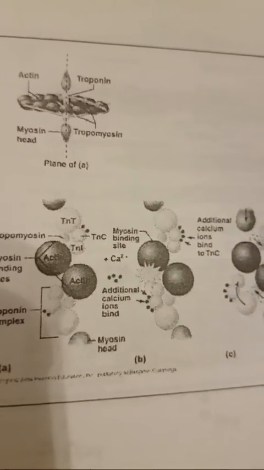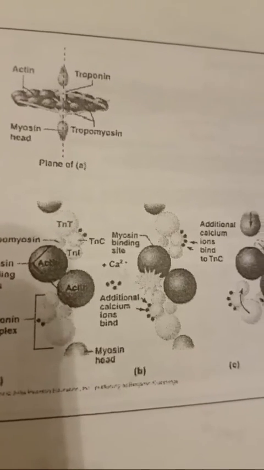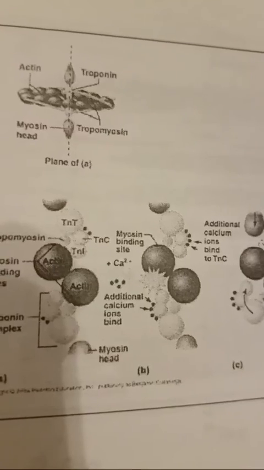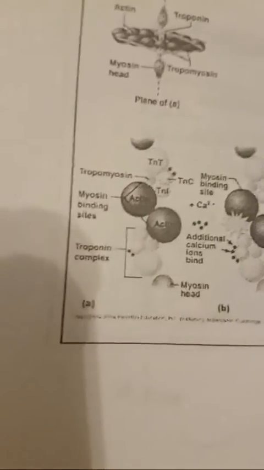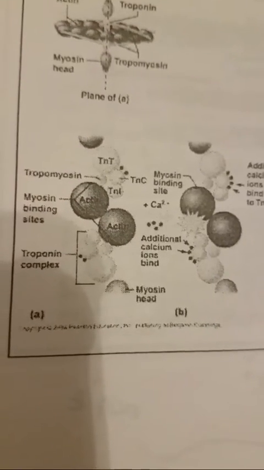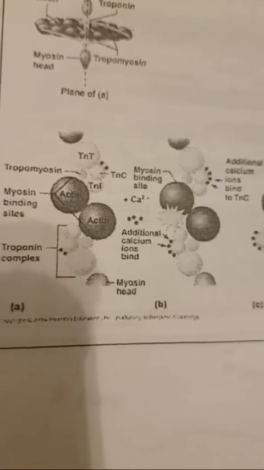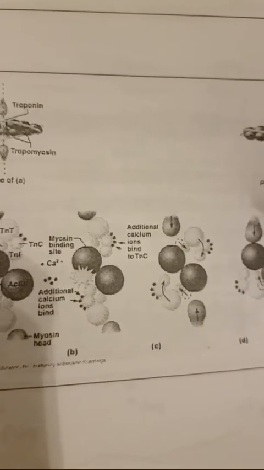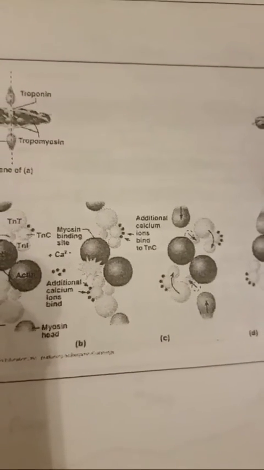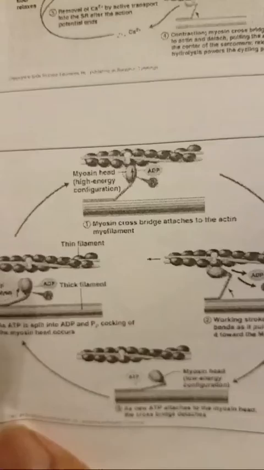So actin, troponin, myosin, tropomyosin. That's the myosin head. Troponin complex, it's the white one. Calcium ions. That's the myosin head.